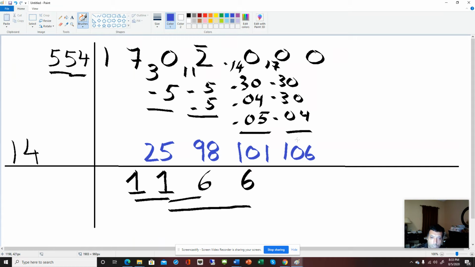How many times does 14 go into 106? The answer to that, I'm going to put a 6 again. So how much is left over? 14 times 6 is 84. So 84 plus, I have 22 left over.